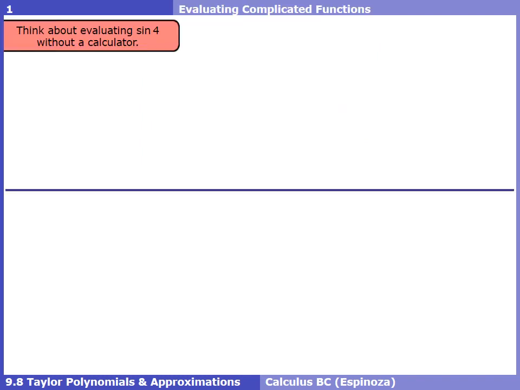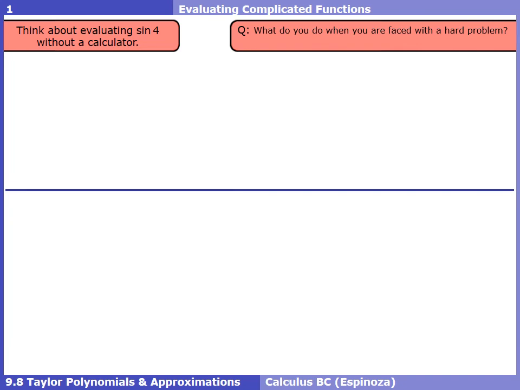Okay, so again, remember, all that stuff from 9.2 to 9.7 that we worked so hard on will eventually play a part here in the later parts of Chapter 9. But for now, let's think about evaluating complicated functions like sine of 4 without a calculator. And that's not 4 degrees, by the way, that's 4 radians.